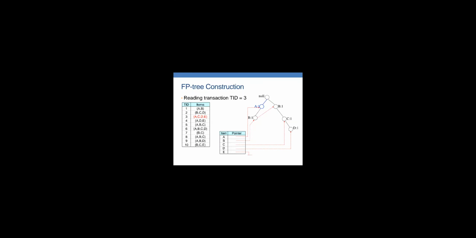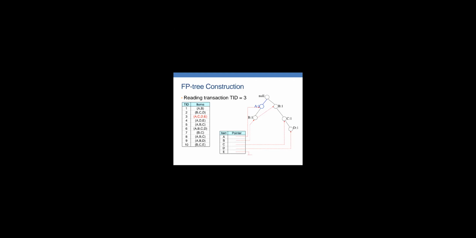We will take the third transaction. See here, whenever you have to consider the third transaction, reading the transaction: null, A equal to 2, and B equal to 1, and B equal to 1, and C equal to 1, and D equal to 1. This is the second transaction, which is completed. Whenever you consider the third transaction, A, C, D, E, we have to consider it in a similar way to the second transaction and complete it like this.